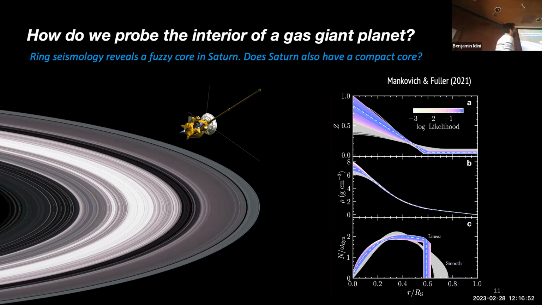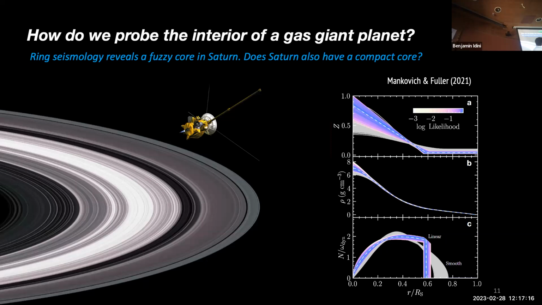The important quantity actually is this Z, again, this abundance of heavy elements as a function of radius, and the Brunt-Väisälä frequency is also a function of radius. So what we see on Saturn is an abundance of material that may or may not have a compact core at the center. There's uncertainty. These are multiple models fitting the data with different degrees of likelihood.